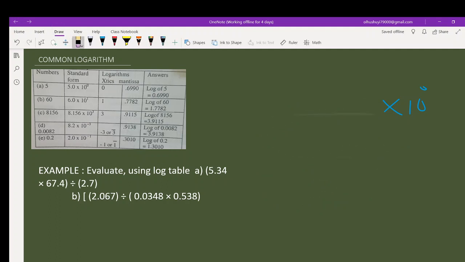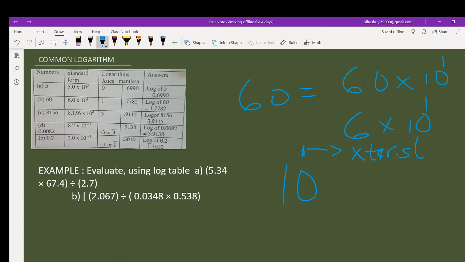Considering others, you have 60. 60 can be written as 6.0 times 10 raised to the power what? 1. This is 6 times 10 raised to the power 1. So the 10 raised to the power 1 will form your characteristic. So the power is what forms your characteristic. That's what determines what will be your characteristic.